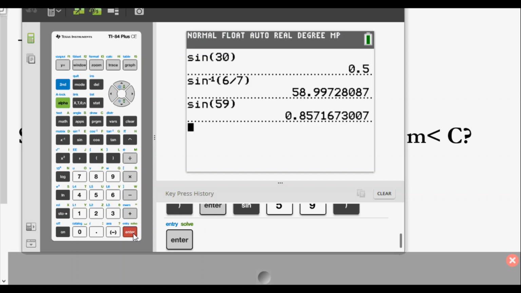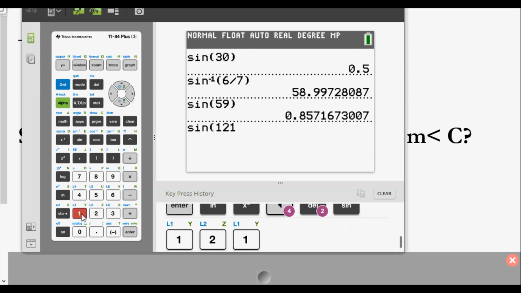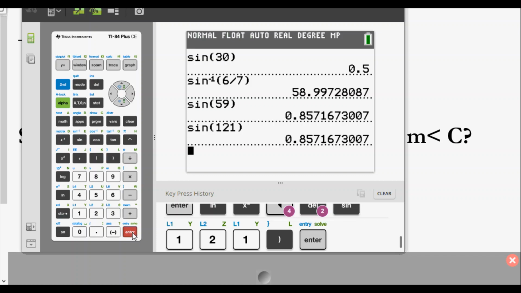You're saying, what do you mean another angle? Well, what if we, oops, oh shucks, sorry about that, ladies and gentlemen. I got kind of caught up in this case. And here we're just typing into the keyboard. I should be typing on the screen. So let's now type in sine, and let me try another angle. Let's say, I don't know, 121. Okay, sine 121. Enter.